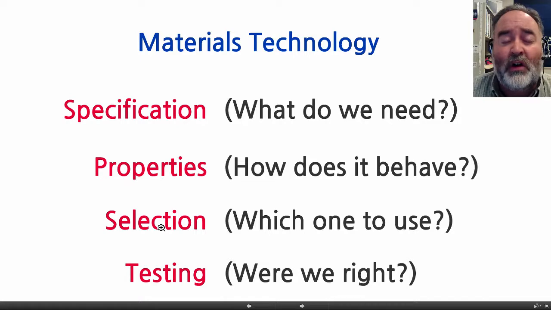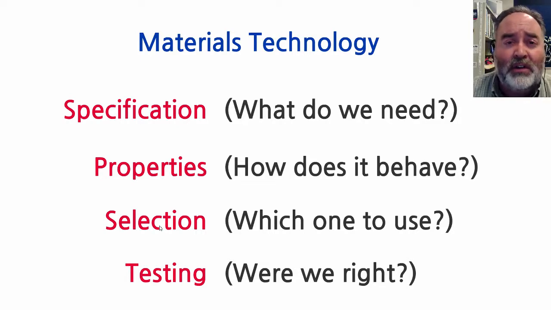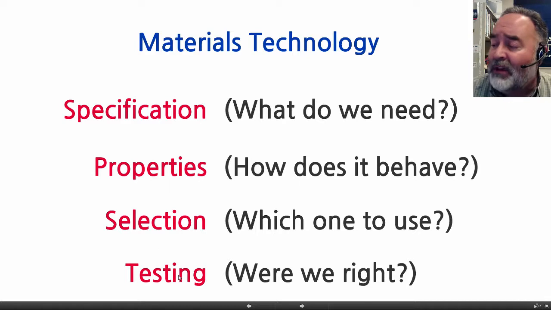Okay, we're going to use wood for this part. We're going to use aluminum for this part. We're going to use cement for this part. We need to specify which we're going to actually use. And then rounding this out, after we specify what we're looking for, familiarize ourselves with the properties of the choices, and pick one or a few to experiment with, we need to test them. We need to see whether we're right or not.